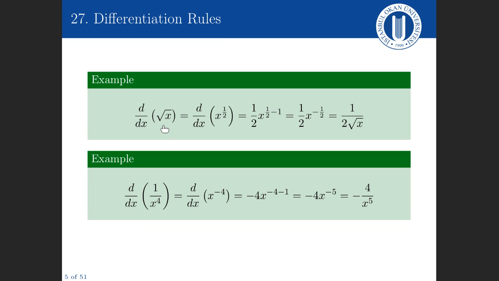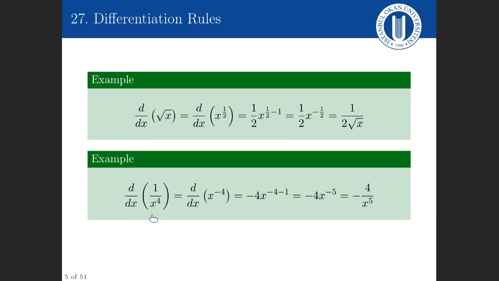We can do the derivative of the square root of x using the same way, because the square root of x is the same as x to the power of a half. Using our rule, this is a half x to the power of a half minus 1, or half x to the power minus a half, which is the same as 1 divided by 2 square root of x.